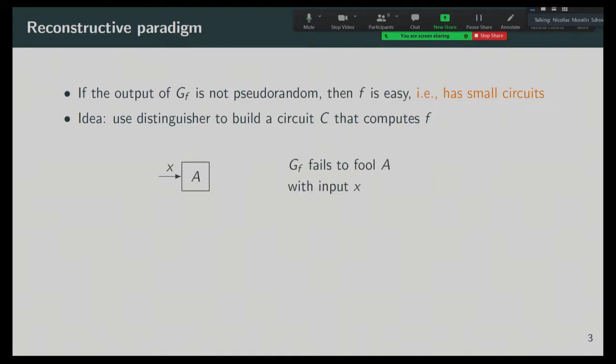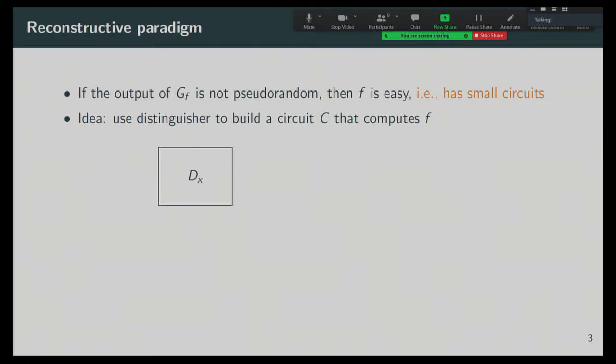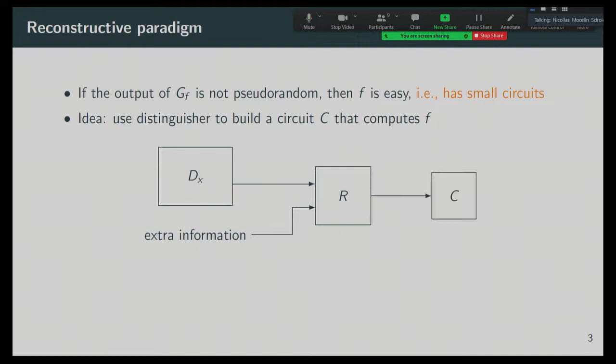And so we have here our algorithm A with input X, and it's a bad input, right? The generator fails to fool A with input X. We put it in a little box and call it our distinguisher. And now we feed this into this reconstruction algorithm, R, along with any extra information that we might need, and it spits out a small circuit for the function.